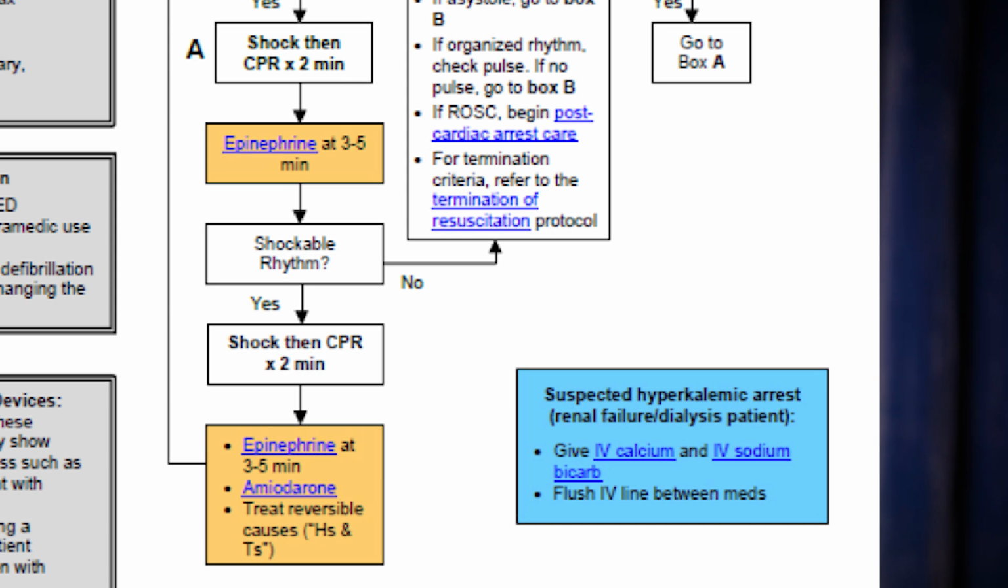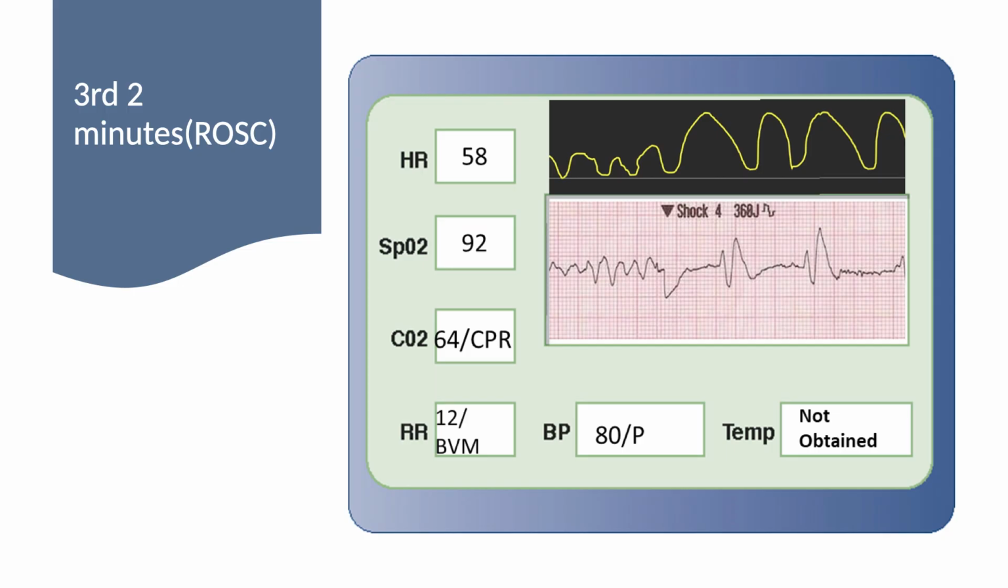We're going to give 1 milligram of epinephrine every 3 to 5 minutes. So every other cycle, up to 3 rounds. So we're going to give up to 3 rounds of epinephrine every 3 to 5 minutes for that. If they are not shockable, we still will give the epinephrine, but we just won't shock them. 2 minutes will go by here, as you see.